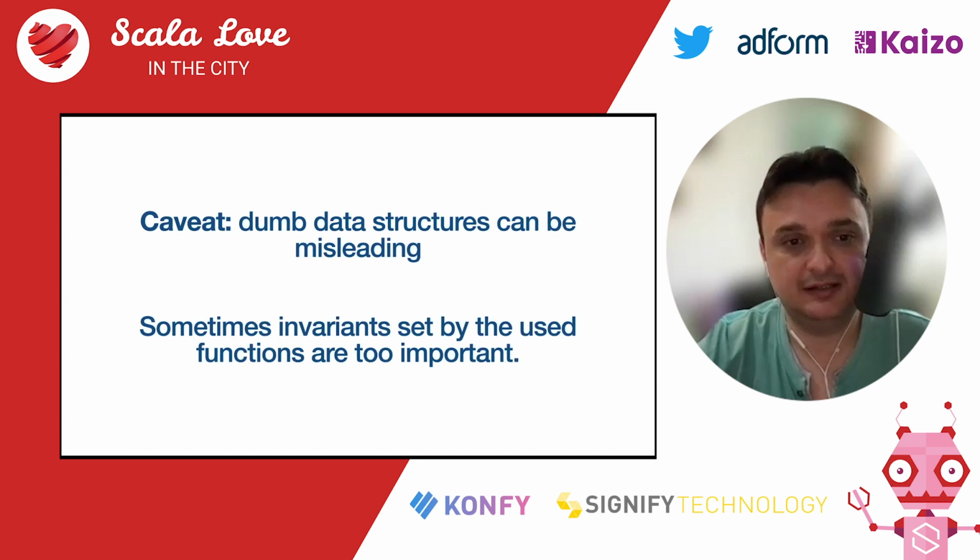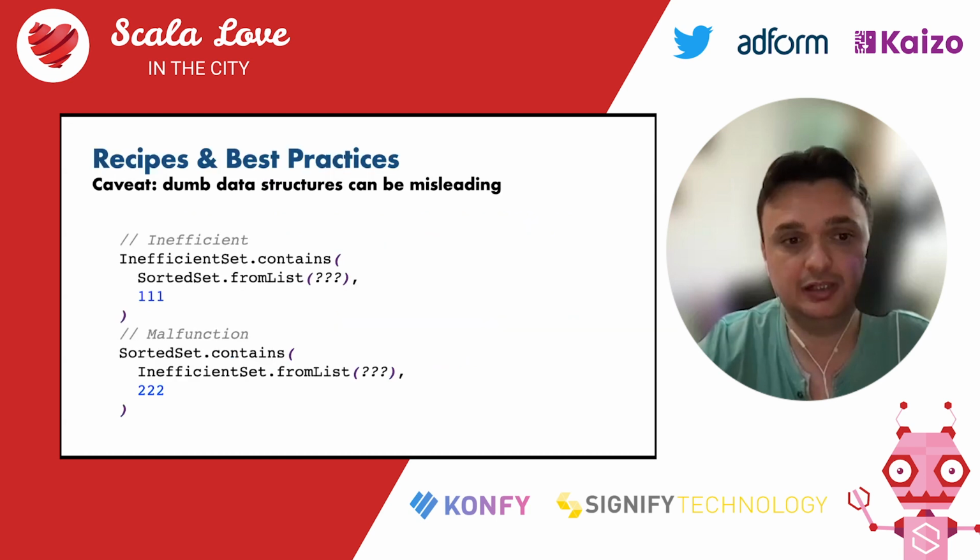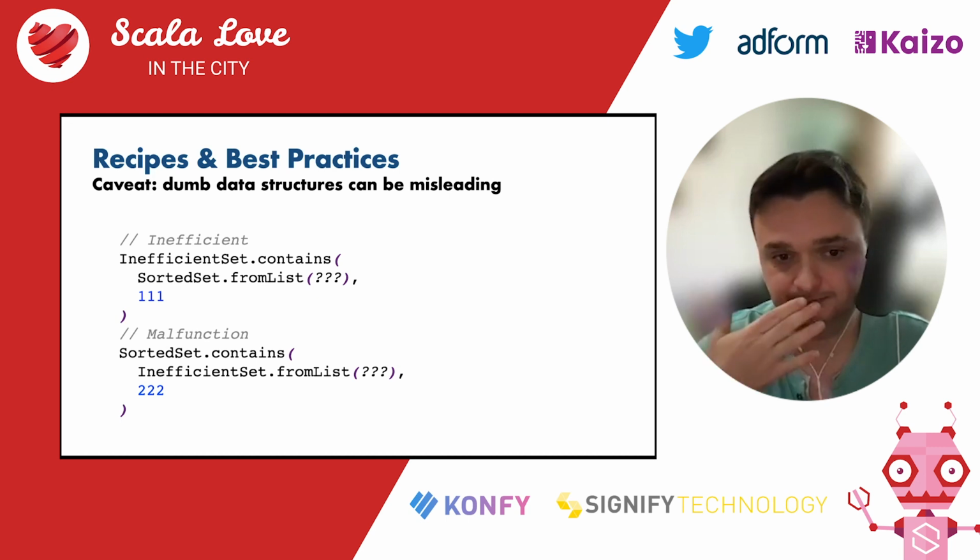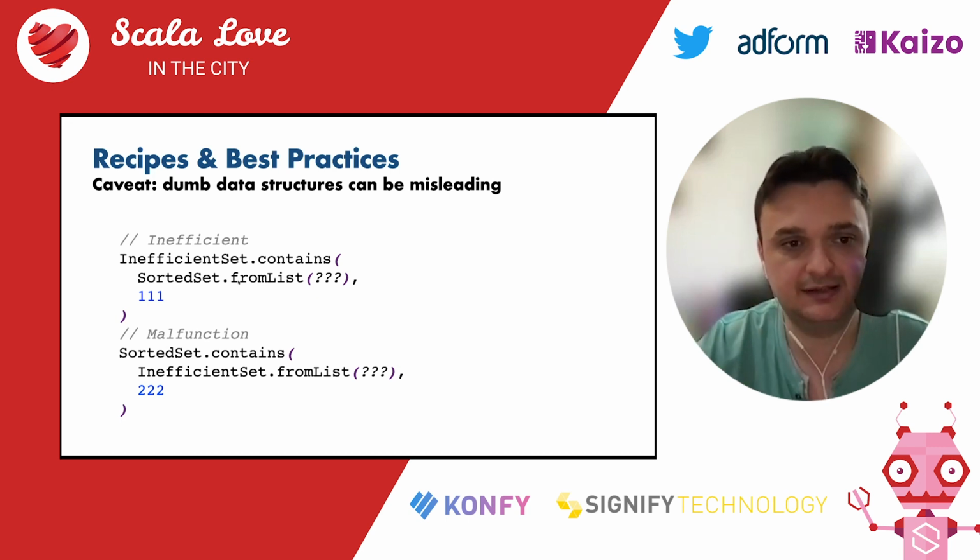Now, there's a caveat. Dumb data structures can be misleading. Some of them are not that dumb because sometimes invariants set by the used functions are too important. And again, this sorted set in the Haskell community is sort of a bad example for dumb data structures, because this can happen. In case you build a sorted set and then try to use the functions on the inefficient set, that's just inefficient. But the other way around, it's a malfunction, because the sorted set is going to search as if that binary tree is a binary search tree. And of course, it's not a binary search tree. This is a type safety issue.